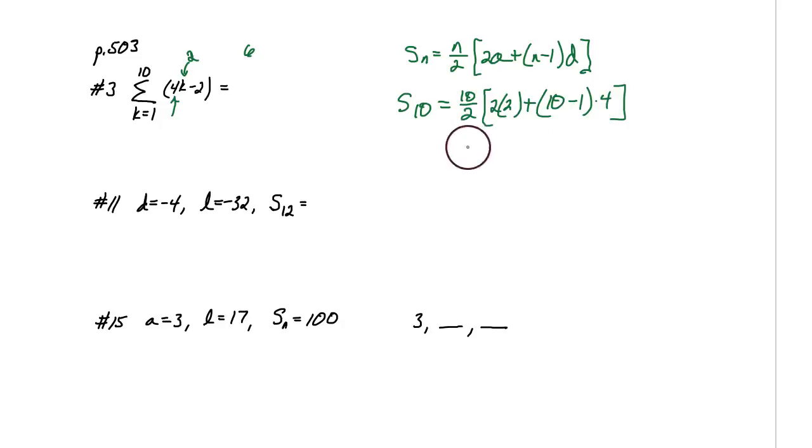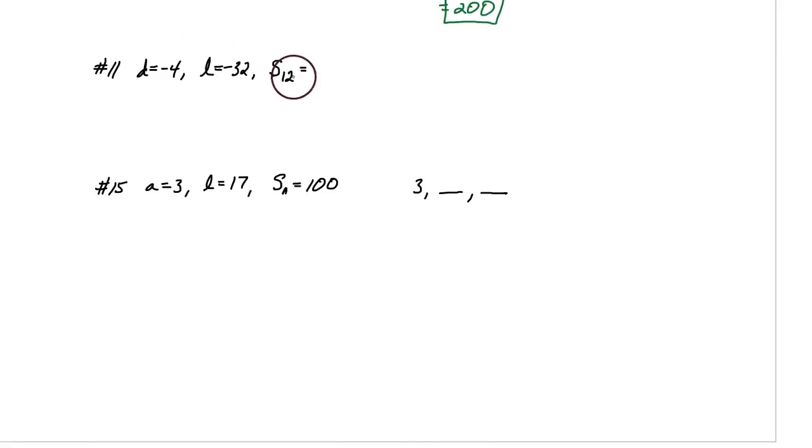Then evaluate this answer. 10 minus 1 is 9. 9 times 4 is 36. 4 plus 36 is 40. And 5 times 40 is 200. Now number 11. Find the sum of 12 terms when given this information. One of the things we're given is the last term, or the 12th term. And we do have a sum formula that involves knowing the last term. But that formula also requires that you know the first term. So the first thing we need to do is find the value of A.